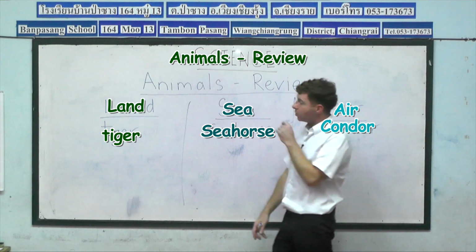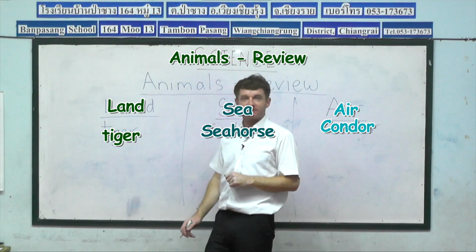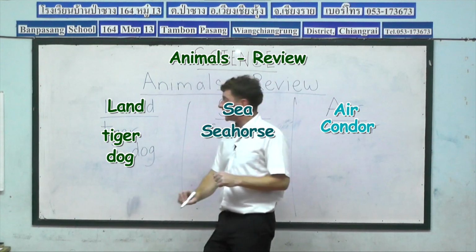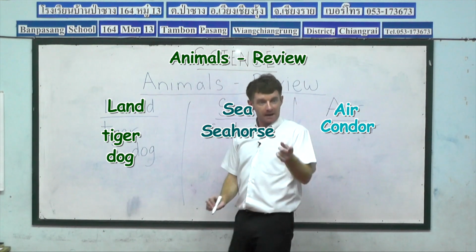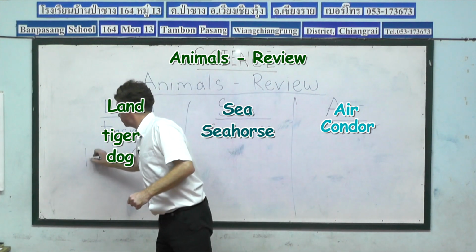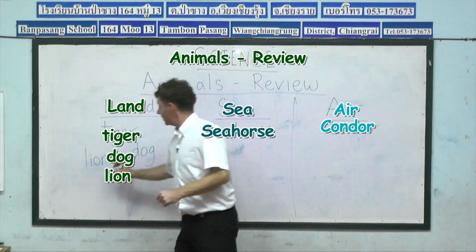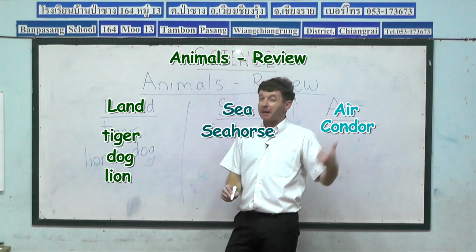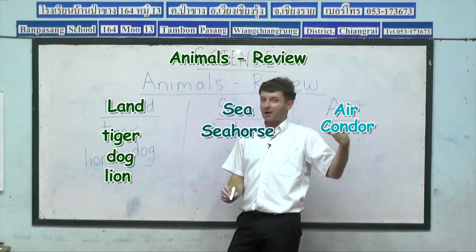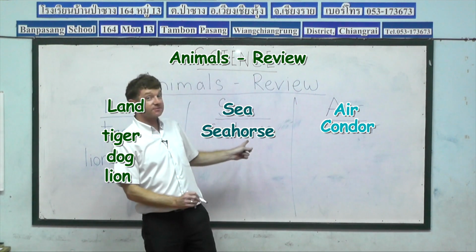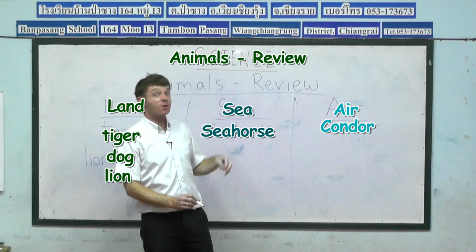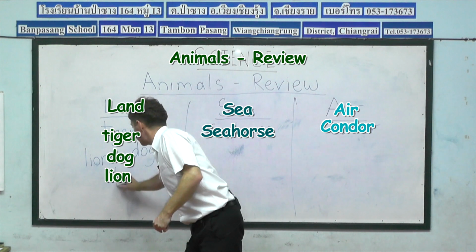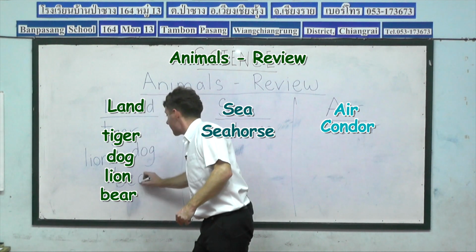So let's think about more land animals. A dog. Yes. A dog is definitely a land animal. Any more? A lion, okay. Lion, yes. L-I-O-N. Any other? Bear, definitely. Can we find a bear in the air? No, bears can't fly. Can we find a bear in the sea? Not really. They might go in to get food for a little while, but then they come back out. So a bear is definitely a land animal.